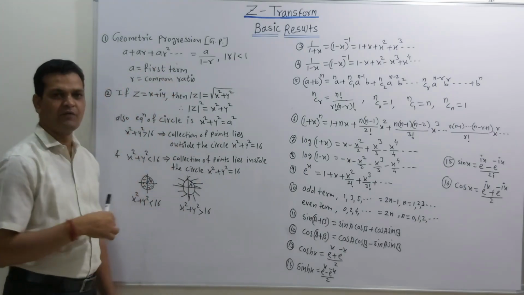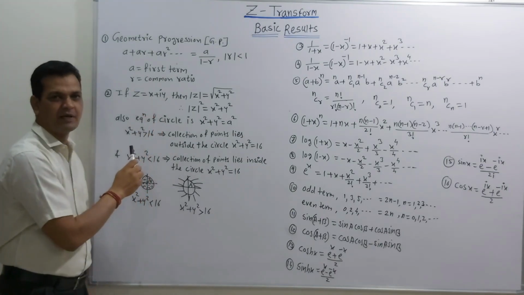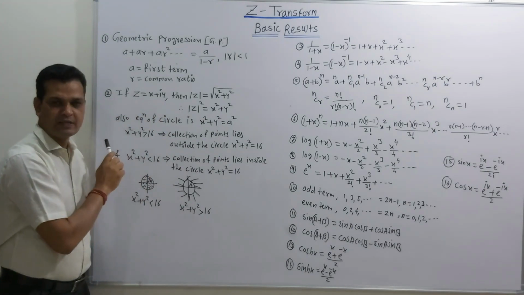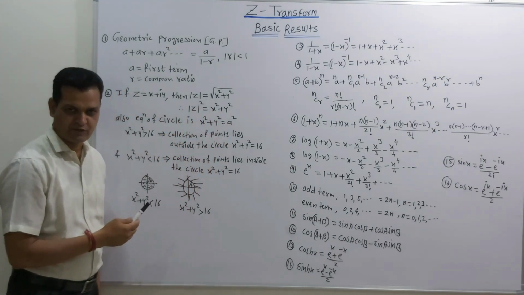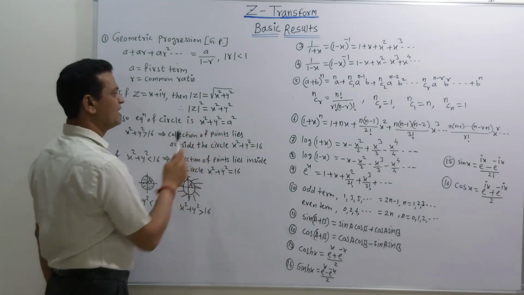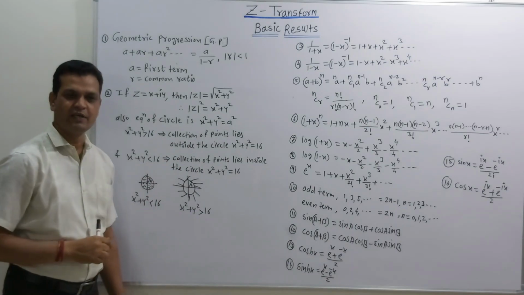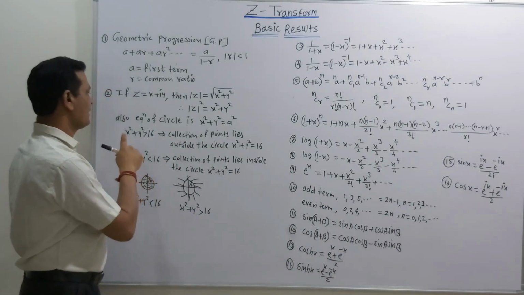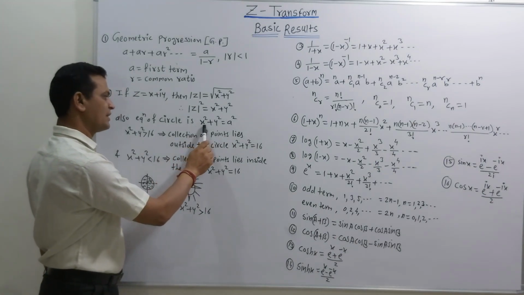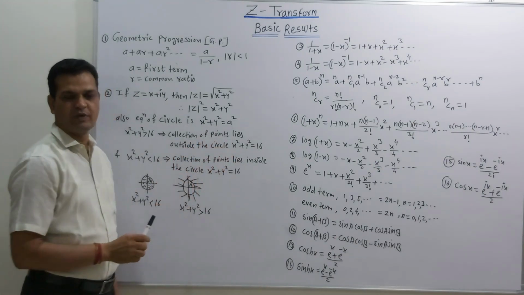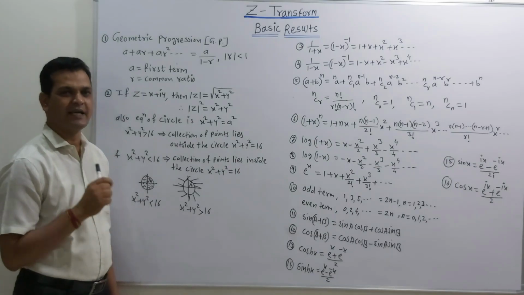Then for the next result, we know the complex number. In a complex number, we represent x plus iy equal to z. Then mod of z is equal to root of x square plus y square. If we take its square, we get x square plus y square. This is one of the concepts in complex numbers. Similarly, we know the equation of a circle: x square plus y square is equal to a square. This is the equation of a circle with center at the origin and radius a.